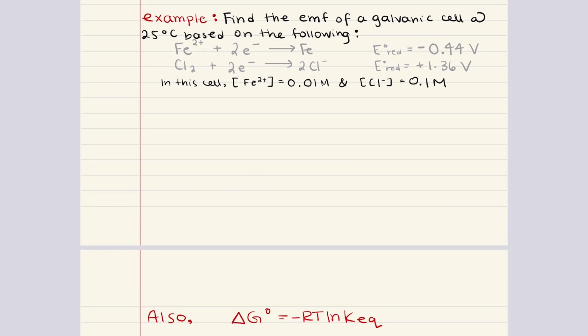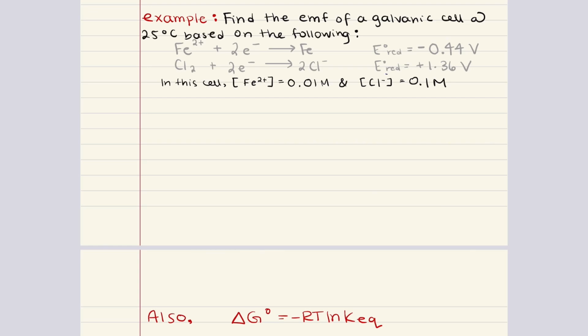This example says find the EMF of a galvanic cell at 25 degrees Celsius based on the following standard reduction potentials, and in this cell the concentration of iron 2 plus is equal to 0.01 molar, and the concentration of chloride ions is equal to 0.1 molar. Now, the first thing we need to do is determine the standard cell potential.